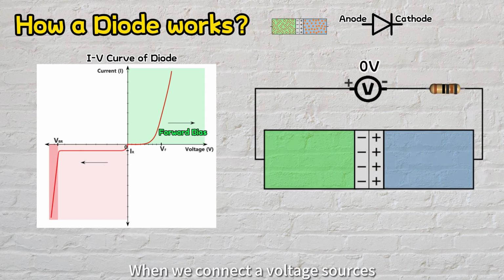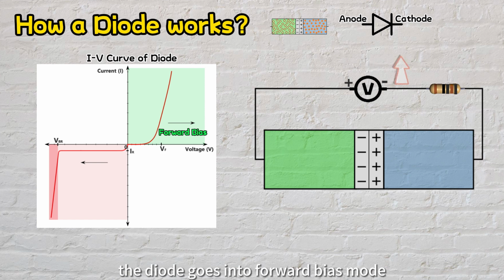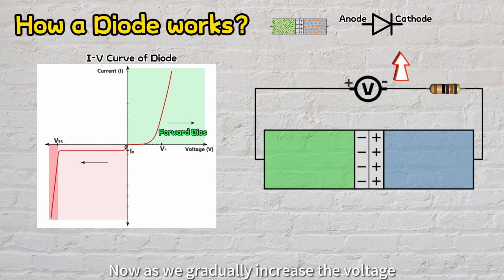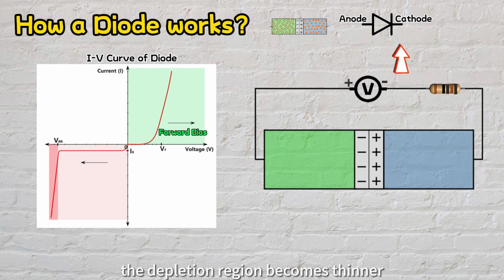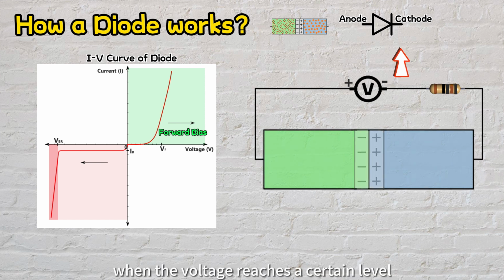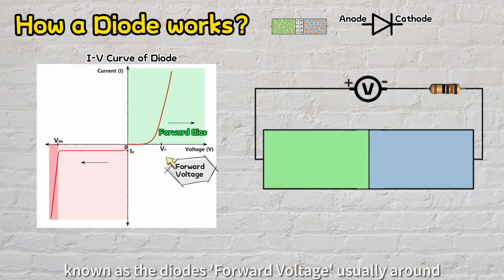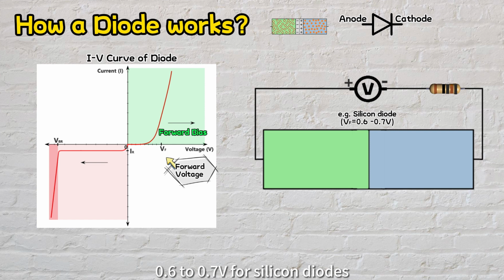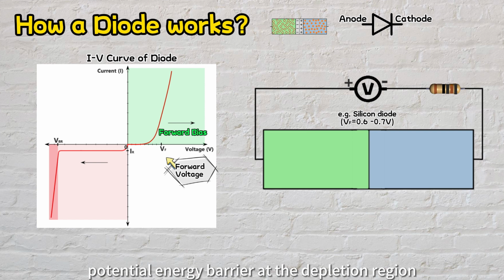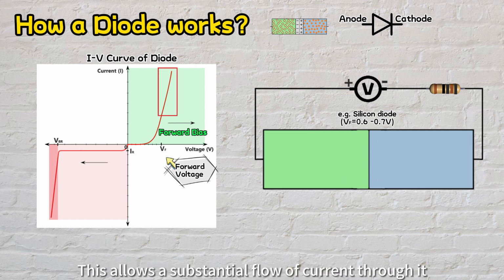When we connect a voltage source's positive terminal to the anode, and the negative terminal to the cathode, the diode goes into forward bias mode. Now, as we gradually increase the voltage, the depletion region becomes thinner. When the voltage reaches a certain level, known as the diode's forward voltage, usually around 0.6 to 0.7 volts for silicon diodes, the diode completely overcomes the potential energy barrier at the depletion region and becomes a good conductor. This allows a substantial flow of current through it.